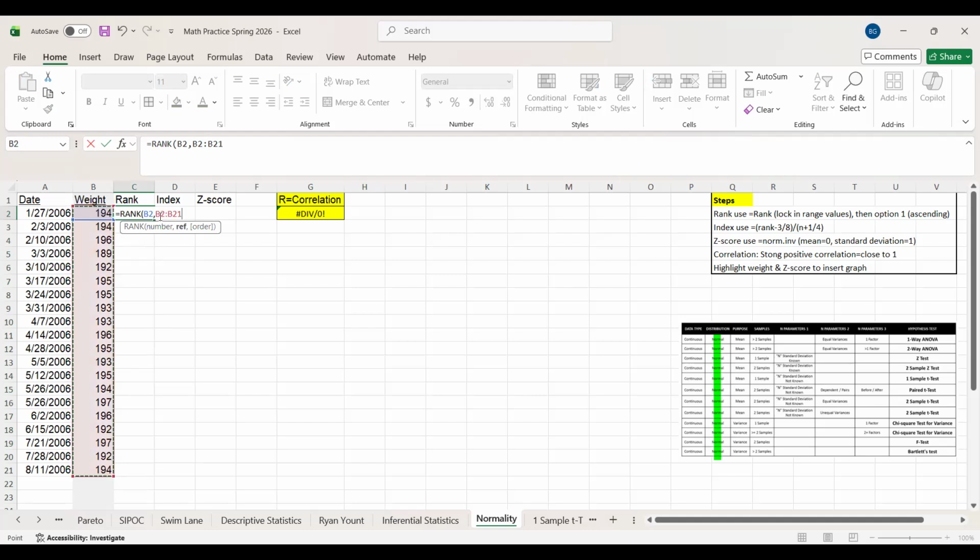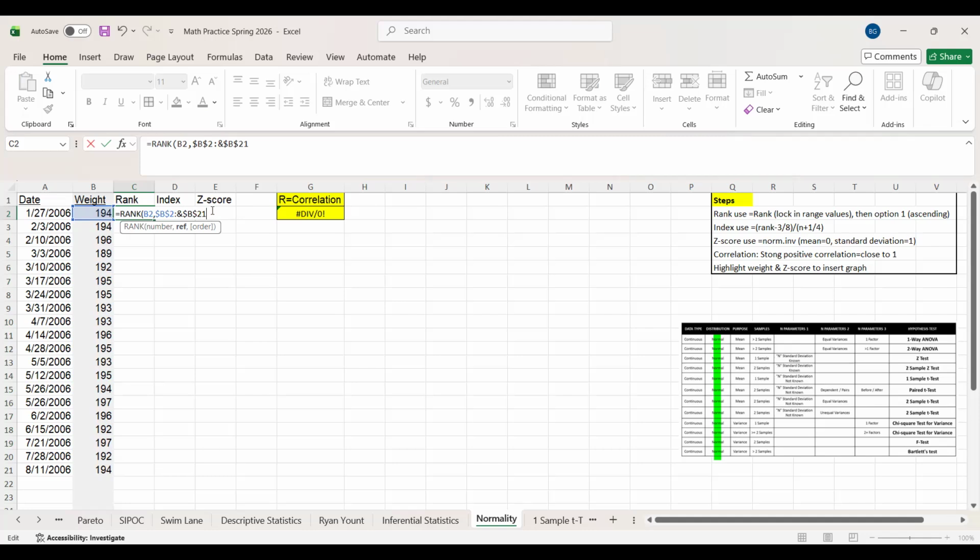So I'm going to put a dollar sign on both sides of the B in B21, because I want to stay there, right? I don't want the calculation to go to the next number. Locks it in, kind of, right? That's what it says here on the right, guys, where it says lock in range values. So I'll put a dollar there and a dollar here.